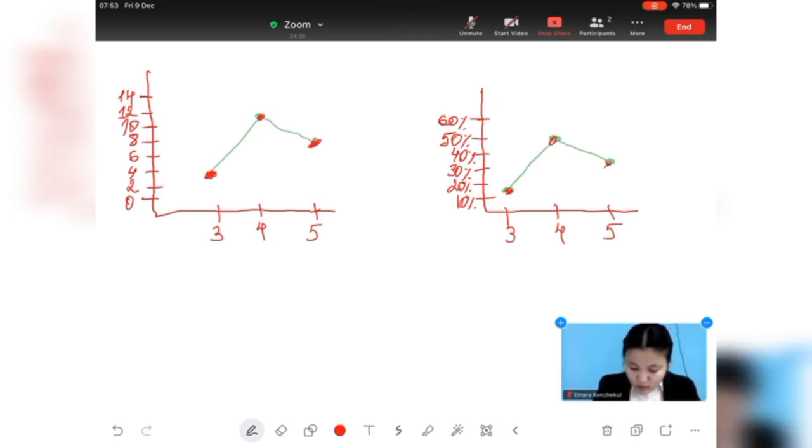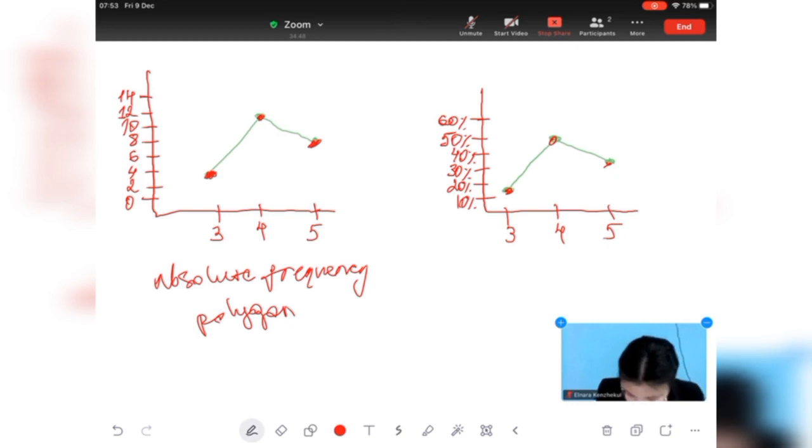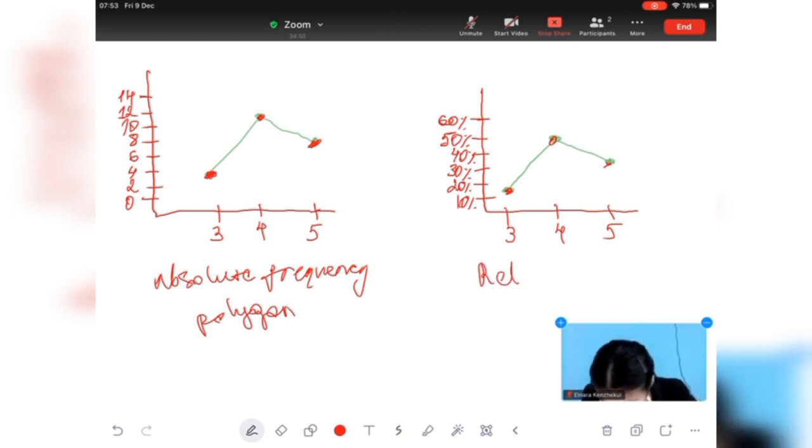This is the absolute frequency polygon. And this is the relative frequency polygon.